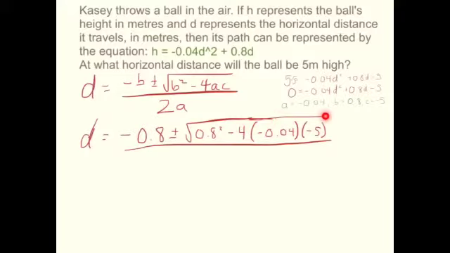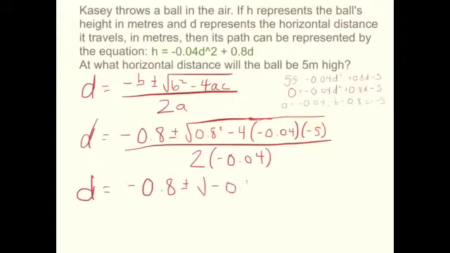So we're in the middle of substituting here. The square root sign goes all the way, the fraction line goes all the way. And we're putting this over 2 times A, which is negative 0.04. Okay, so d equals negative 0.8. And when I put all this under the square root sign in my calculator, I get negative 0.16.